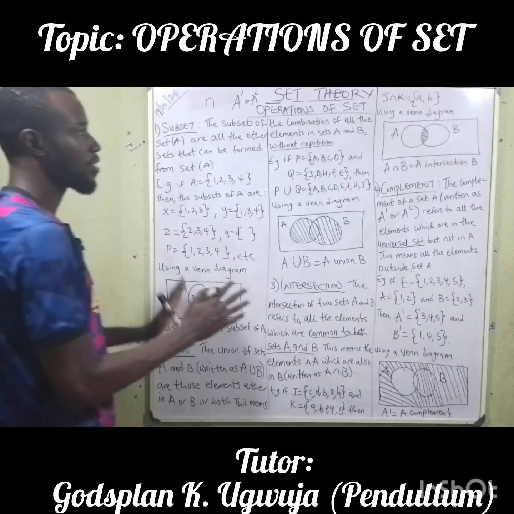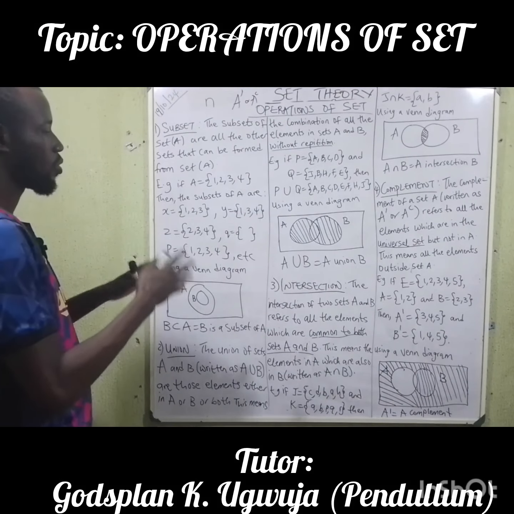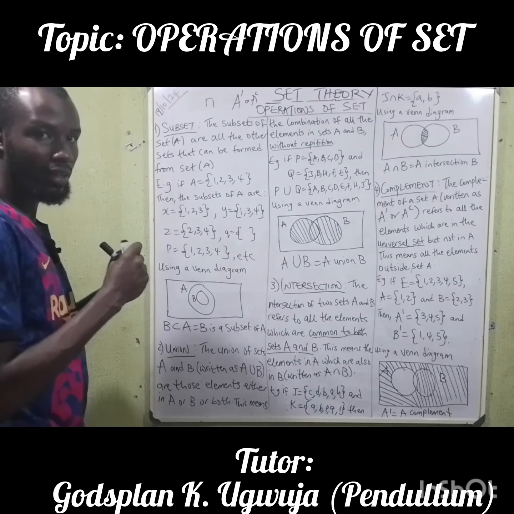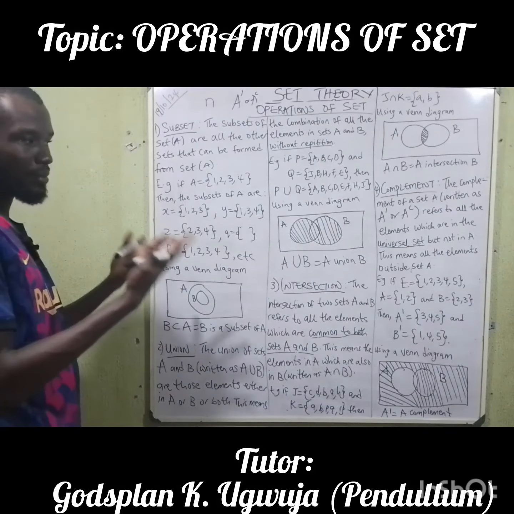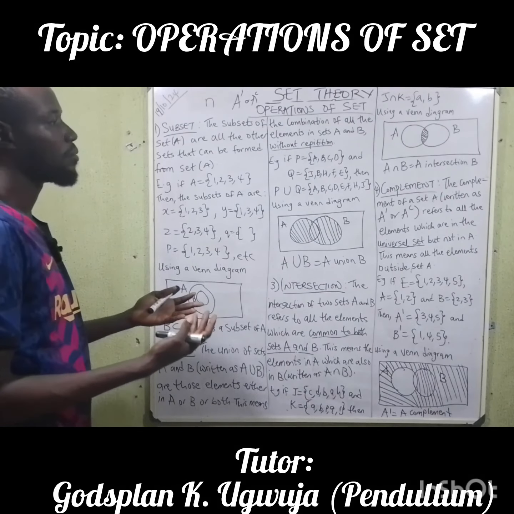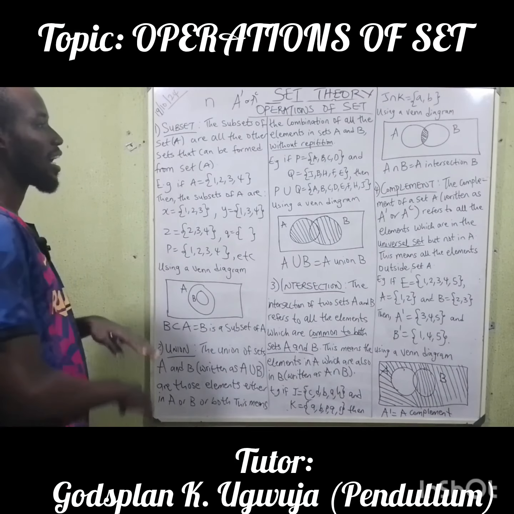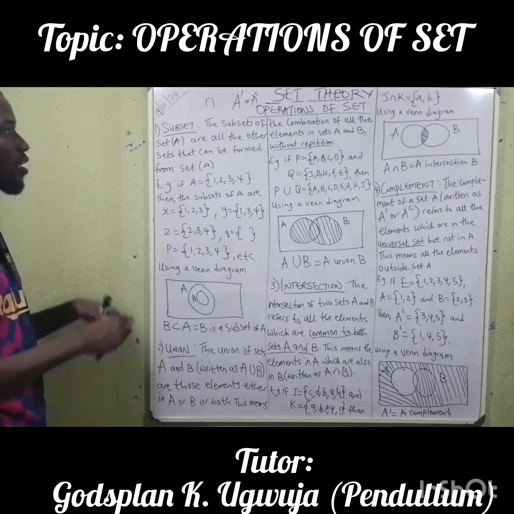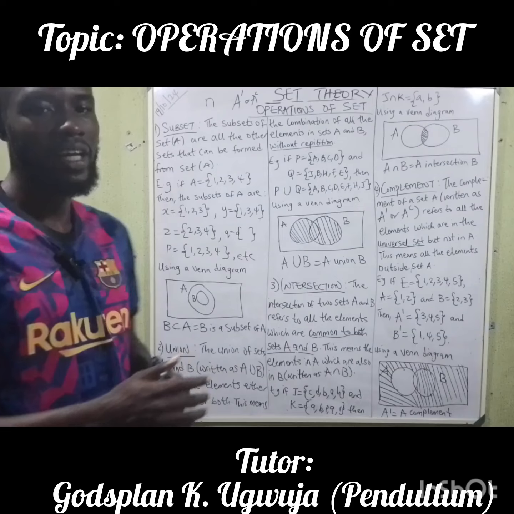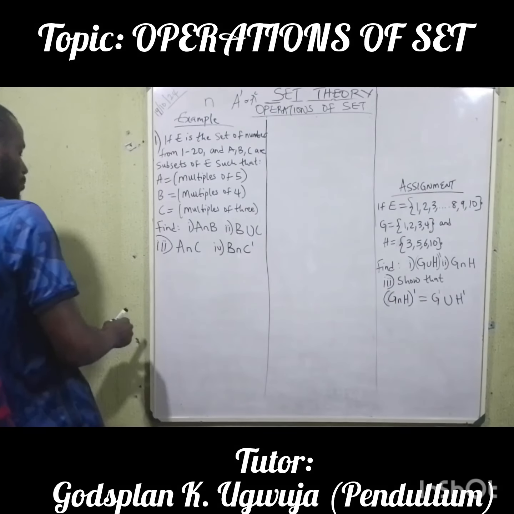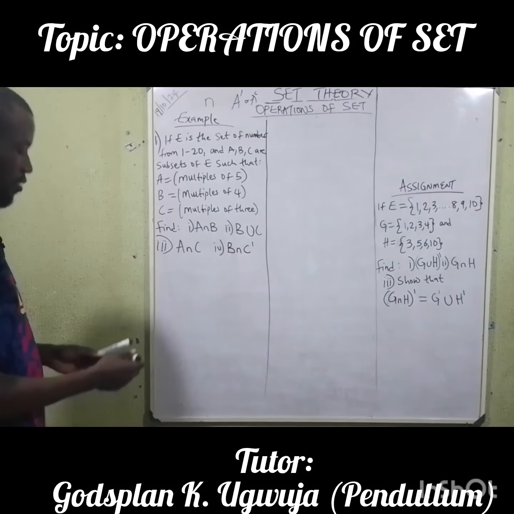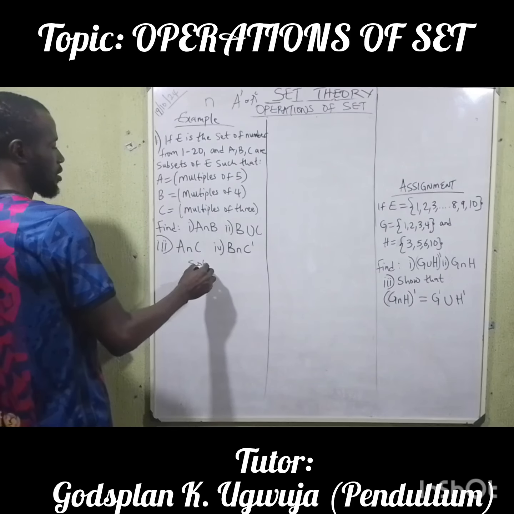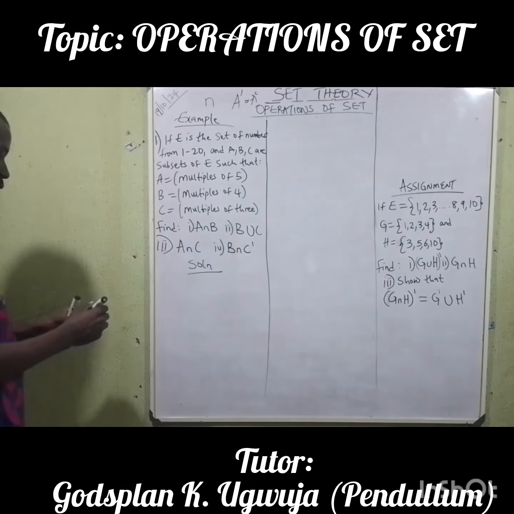Alright, so I'll take one example that will help clarify all this. I believe it's already clear like this, but I want to take one example that has all these things, where you'll be asked to find intersection, complement, and union, and then you see it play out. We have an example here. Let's see how we tackle this. Like I said, this is quite simple.